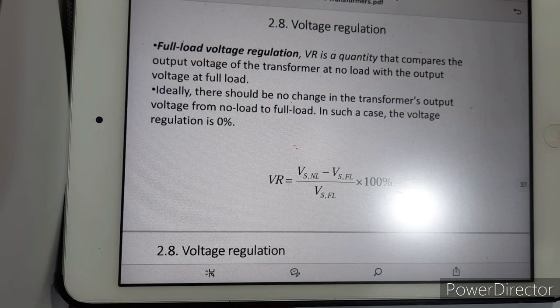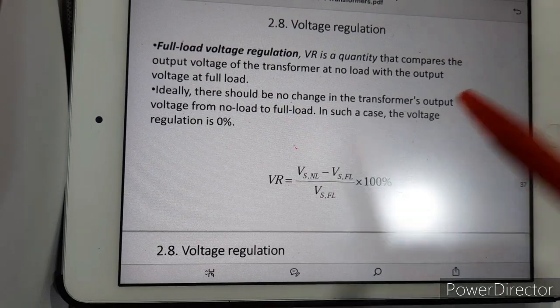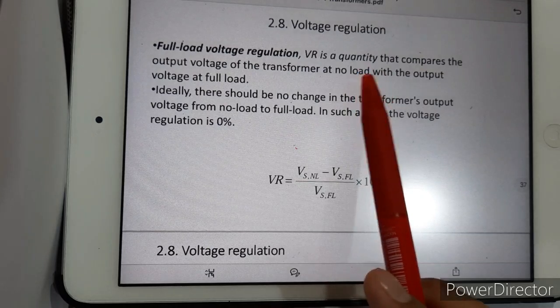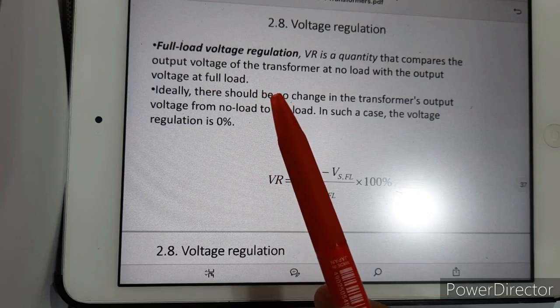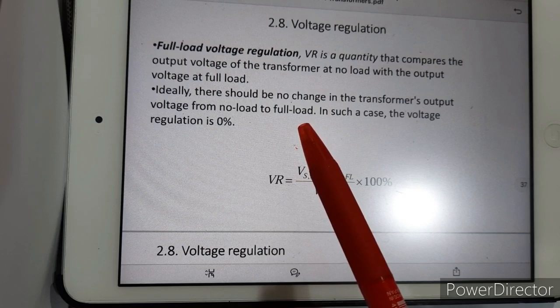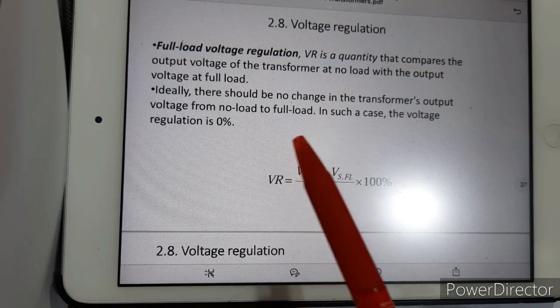Okay, for voltage regulation, firstly look at the definition. Full load voltage regulation, VR, is a quantity that compares the output voltage of the transformer at no load with the output voltage at full load. Actually, we compare the output voltage during no load and the output voltage during full load. So we need to observe what happens if we connect the load to the source.